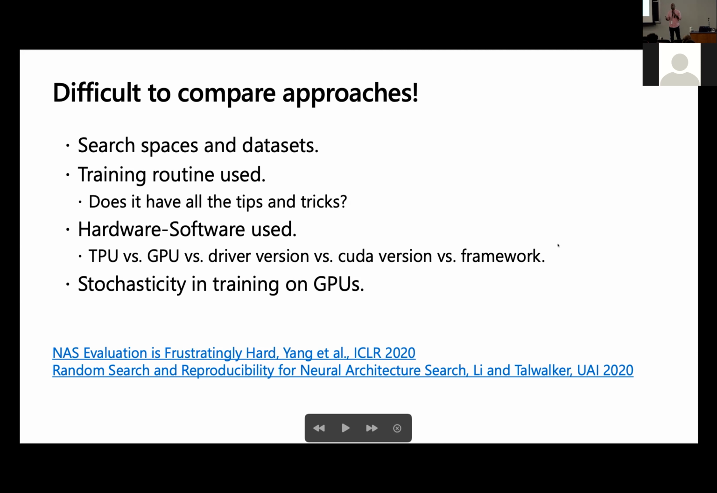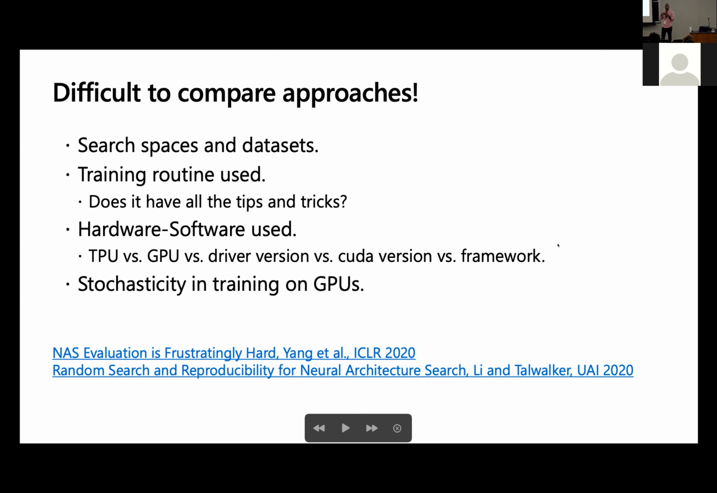Even if source code is available, it's not as easy as that. Yes, source code is available. You can go and run it. But what if you don't have TPUs? And what if your GPU is different? So you cannot fit the same batch size that the authors did. And there's a lot of stochasticity.